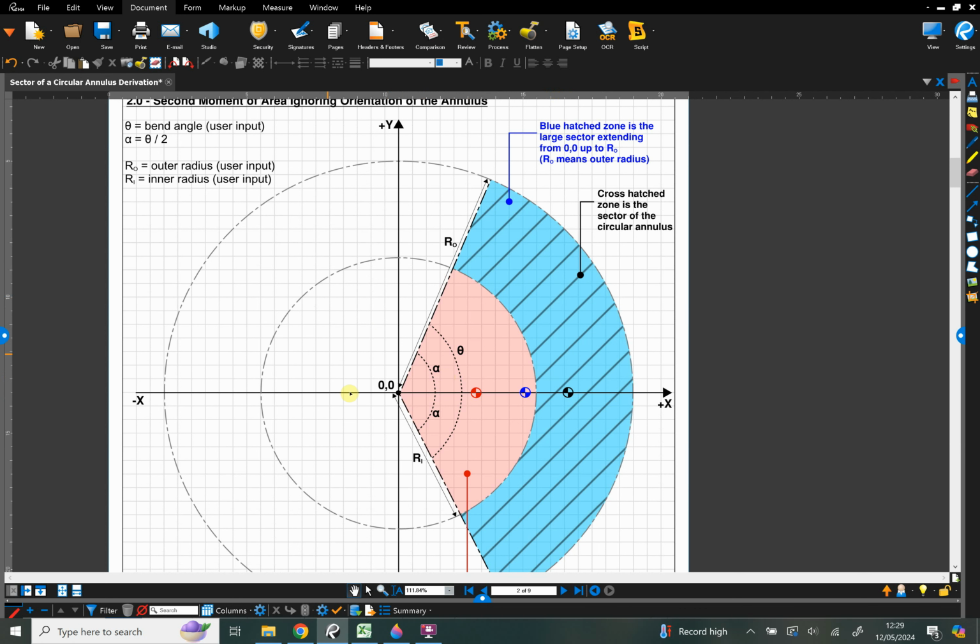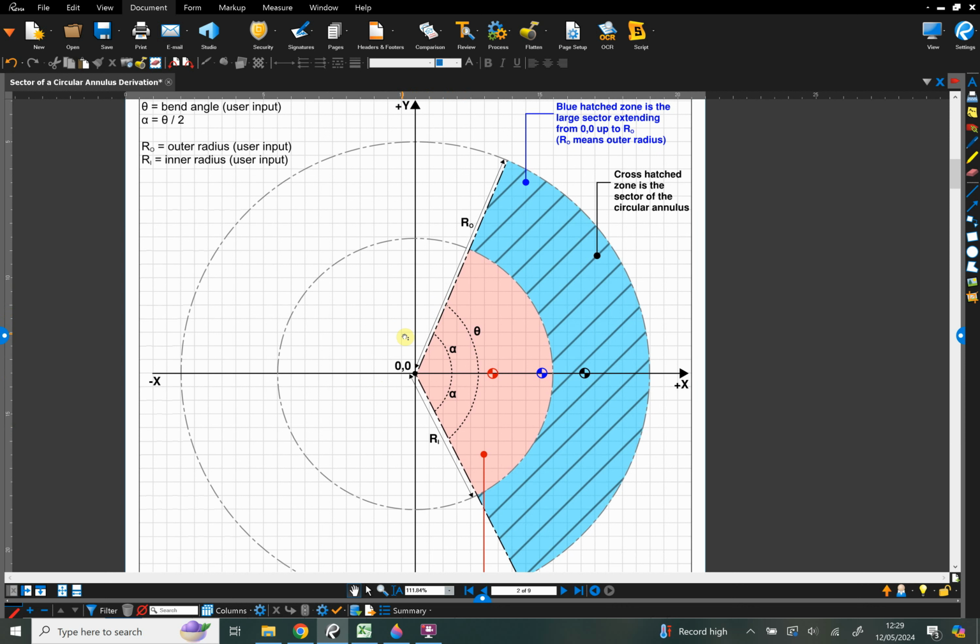This is the simplified problem that we're going to solve first. The way we're going to solve it is we're first going to find the location of this black centroid, the centroid of the annulus, the hatched region, and then we're going to use the position of that centroid to work out the second moment of area about the x and the y axis for this annulus, for the hatched region.